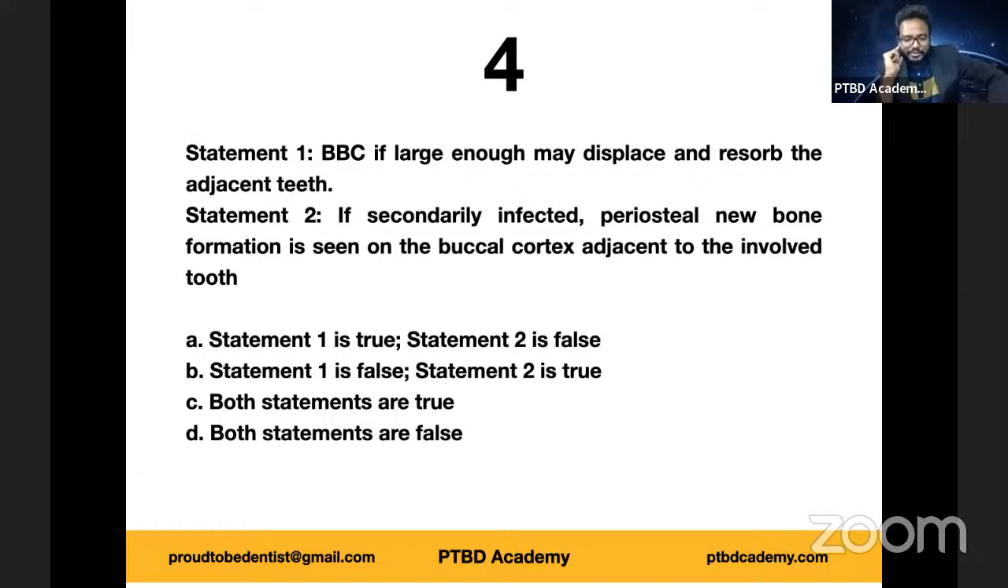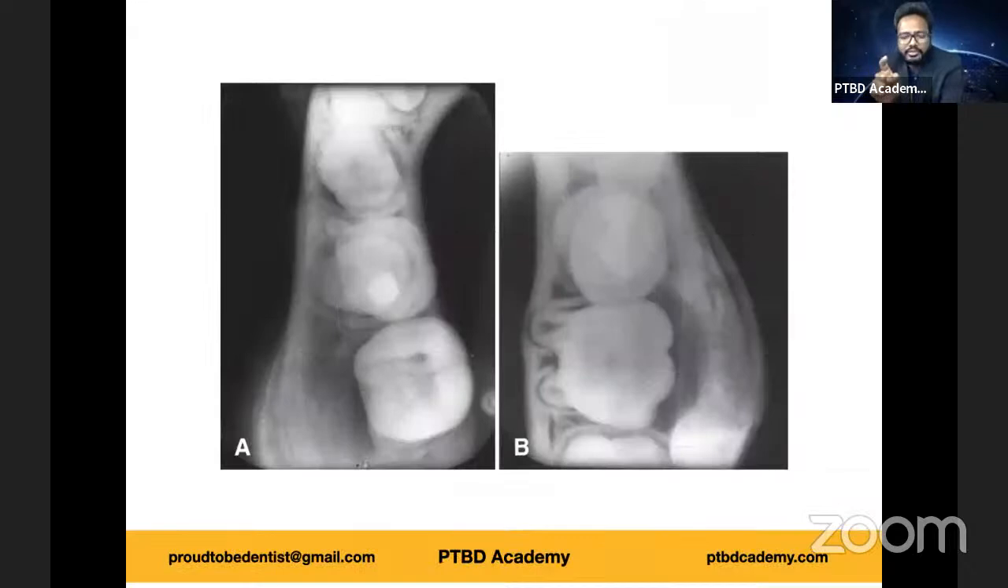So which of the following options do you think is the right answer? I see the majority of you are choosing the safe option, that is option C. Right. So both the statements are true. A buccal bifurcation cyst can displace the adjacent teeth, and also can resorb them, pressure related. And also if secondarily infected, there can be periosteal new bone formation on the buccal cortex adjacent to the involved tooth, as you can clearly see in these cross sections of occlusal radiographs.